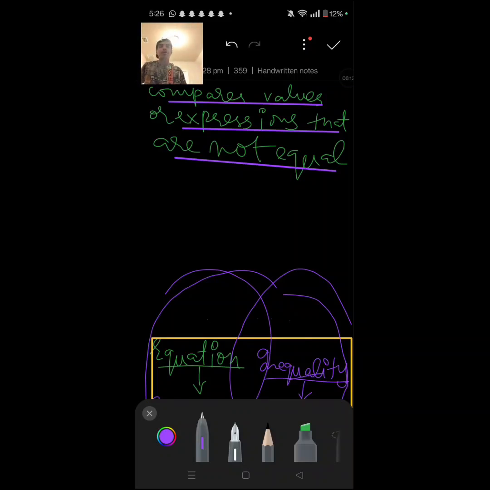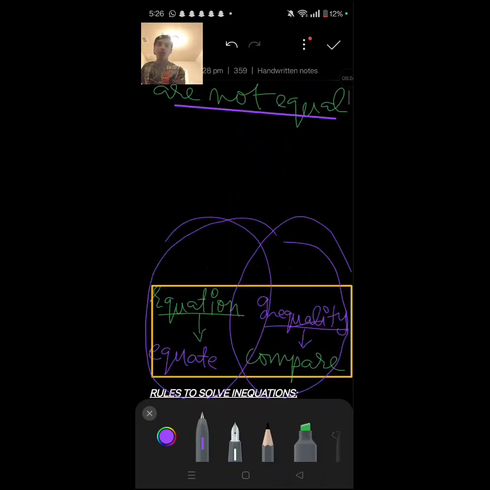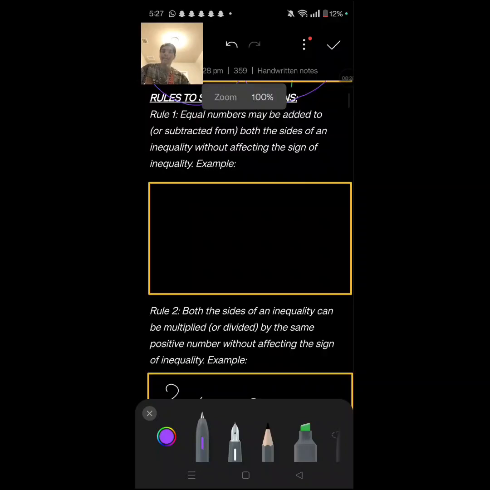So whenever you're solving equations, you have certain rules and regulations. Same with linear inequations. Inequations also have certain rules and regulations that you guys need to follow. Now, they are a little different from equations, but more or less they are the same. So let's go over the rules. Rule number 1: whenever you have to solve any inequality, equal numbers may be added or subtracted from both sides of the inequality without affecting the sign of the inequality.